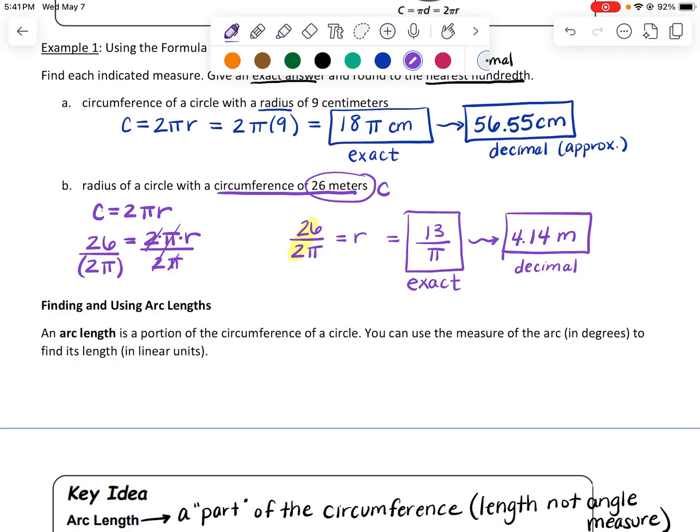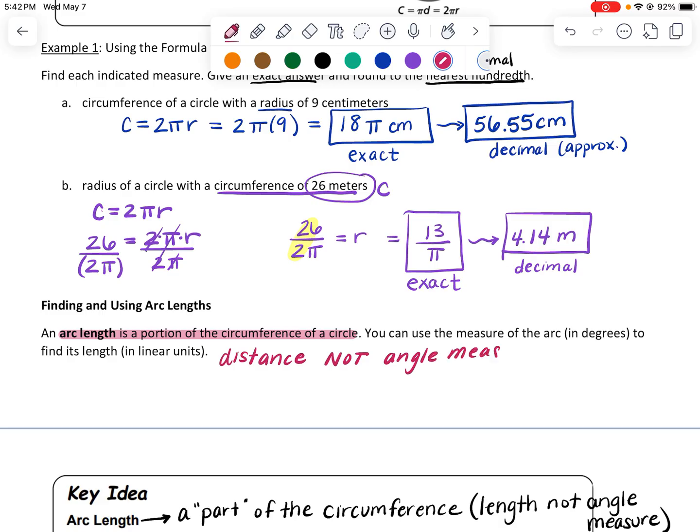Before you flip the page, this is a super important distinction because we just got done doing arc measures in our last chapter, and now we're going to do arc lengths. So an arc length is a portion of the circumference of a circle. You are measuring a distance, not an angle measure.